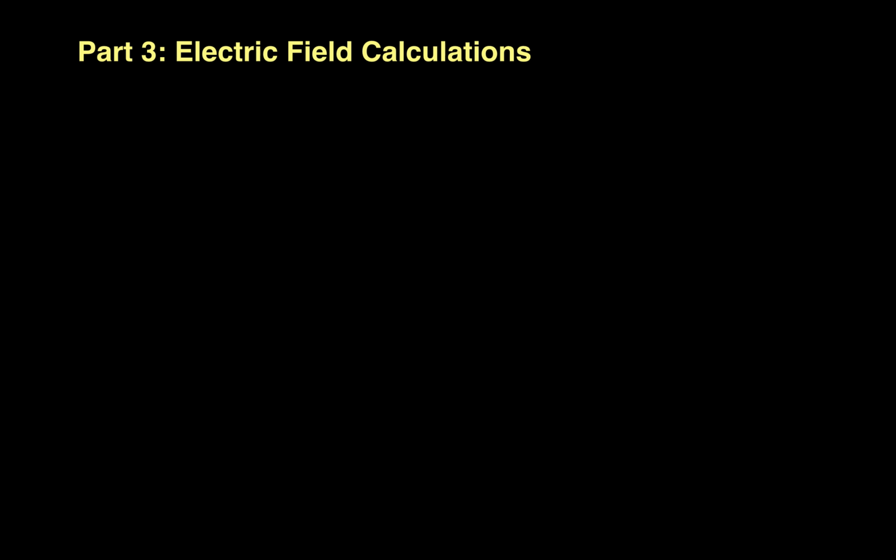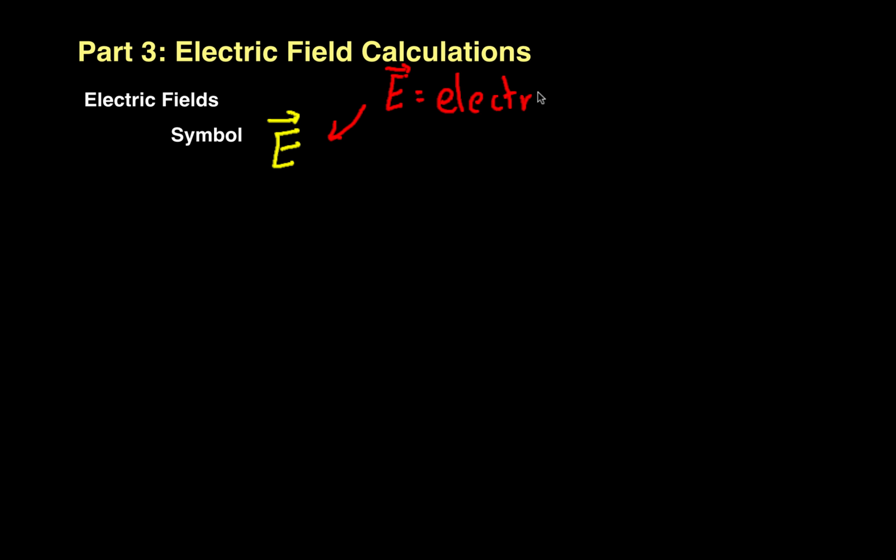Part 3. Electric field calculations. Electric fields can be treated mathematically. The symbol we use for electric field is E with a vector arrow over top of it. Be really careful when you're writing this. E with an arrow over it is electric field.